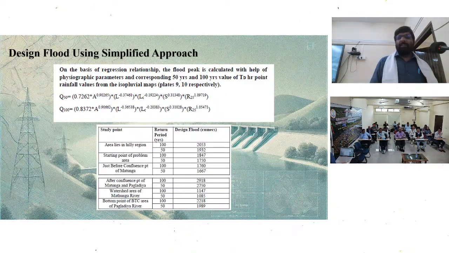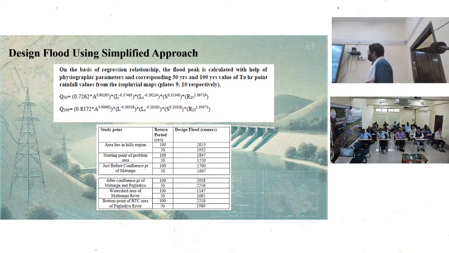So this is there. Then this is another method. It's called a simplified approach. Although it looks very simple, you don't have to do much. You have 0.762 into A, where A is the area, L is the length, LC is the centroid length, S is the slope, and R25 is the 25-year rainfall that you are taking from the isopluvial maps.